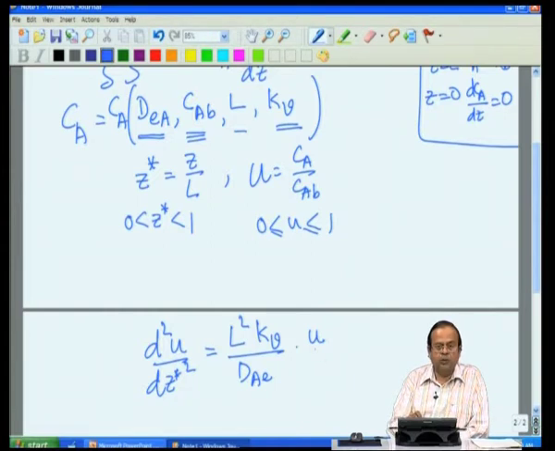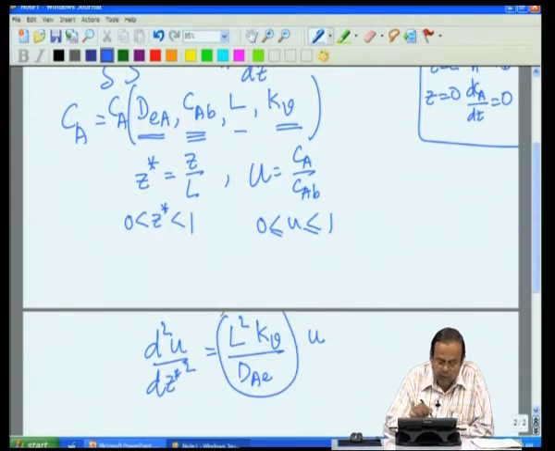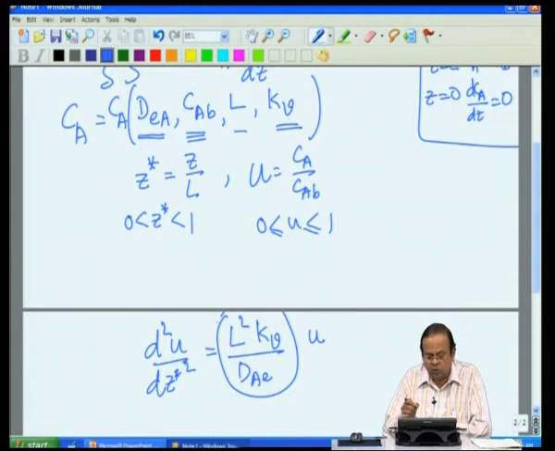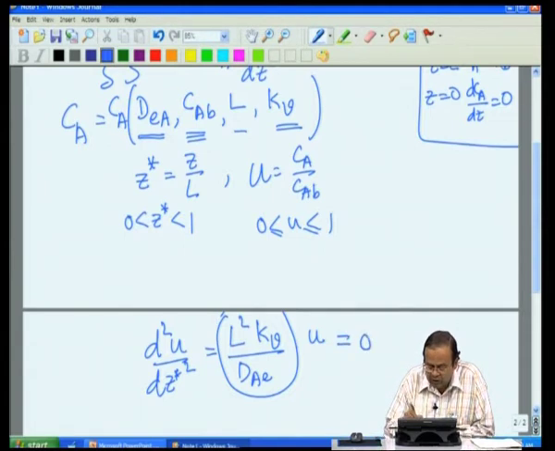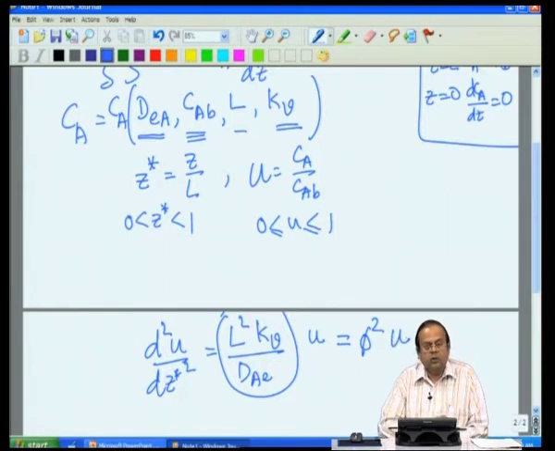U is already dimensionless. So, this term must be a dimensionless quantity, and indeed it is. We call this the Thiele modulus phi, and it is represented as phi square, where Thiele modulus phi square is defined as L square kV by dAe.